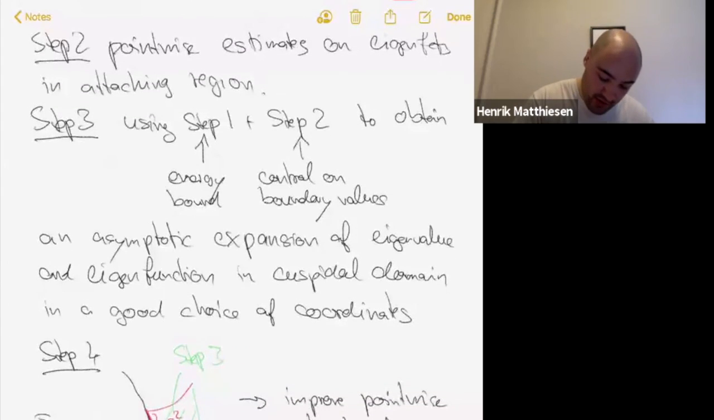And then there's the last step, step 5, where you write down a test function. You build a test function out of the first few eigenfunctions. And let me say one thing about this.